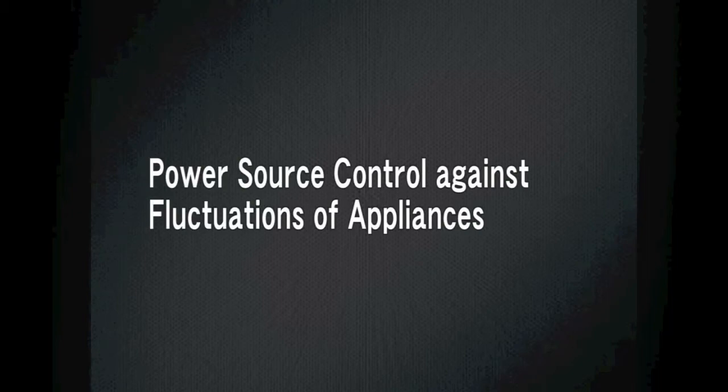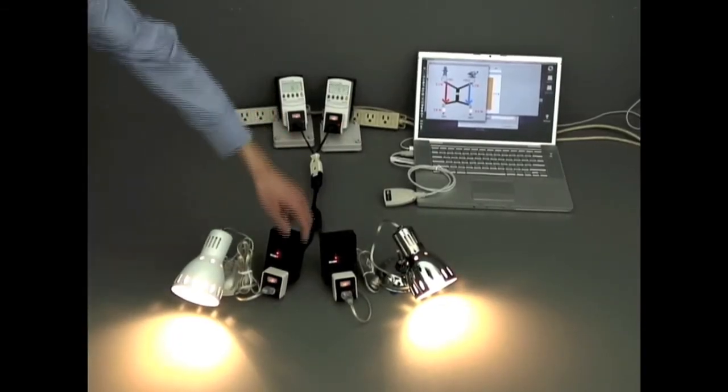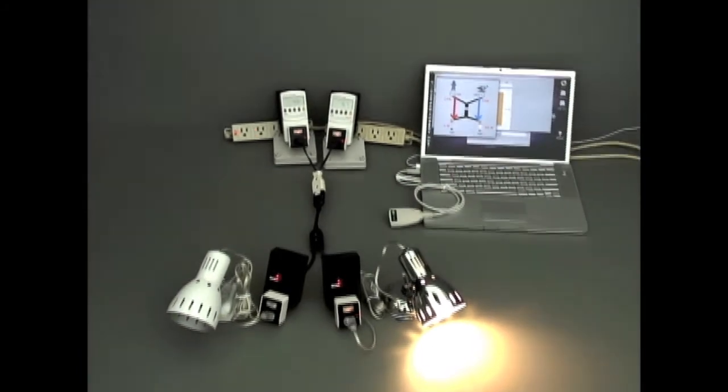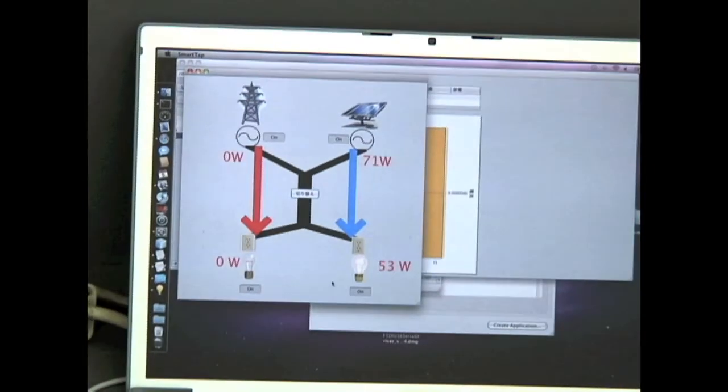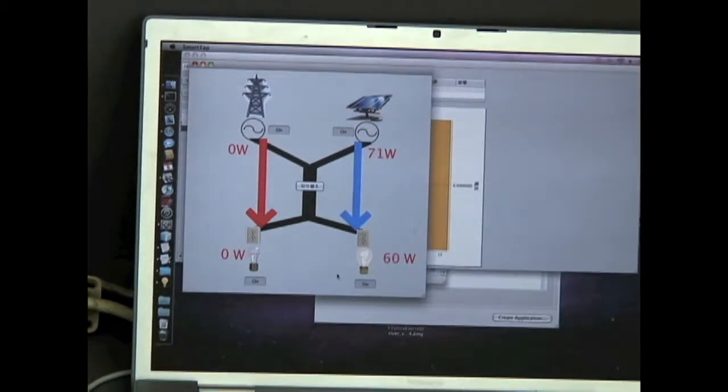Next, let's look at the electrical fluctuations from each power source due to load fluctuation. If you stop the left load, the power supply from the left power source stops, and only the right power source supplies electricity. This shows that the energy flow indicated in red becomes 0 watt, and only the energy flow indicated in blue supplies electricity.